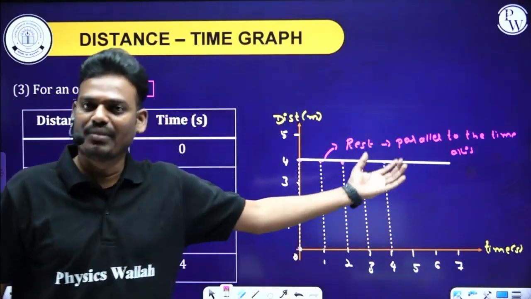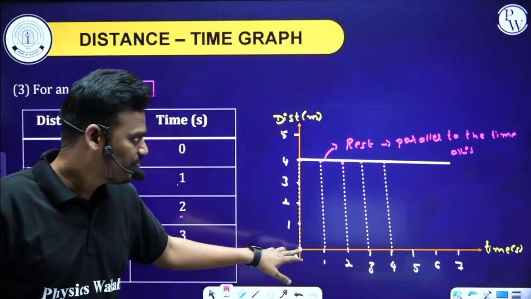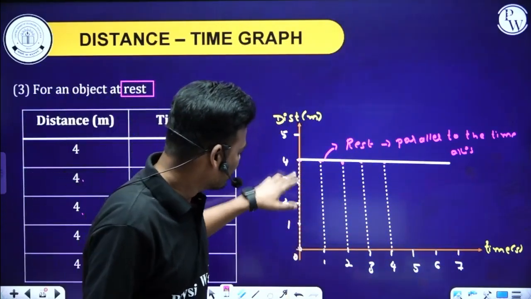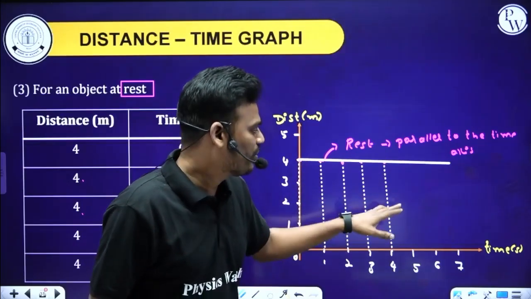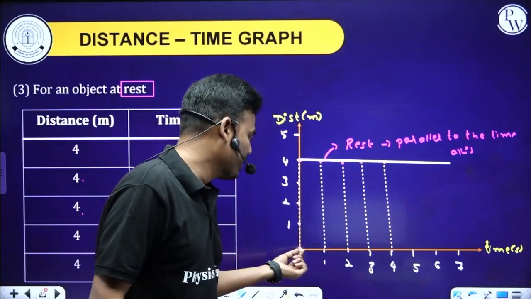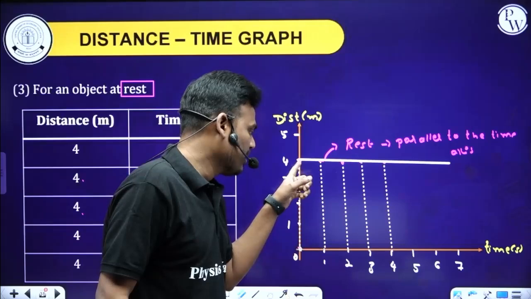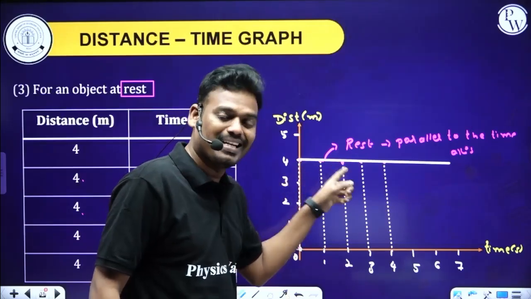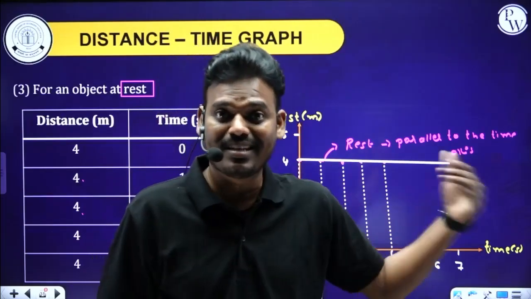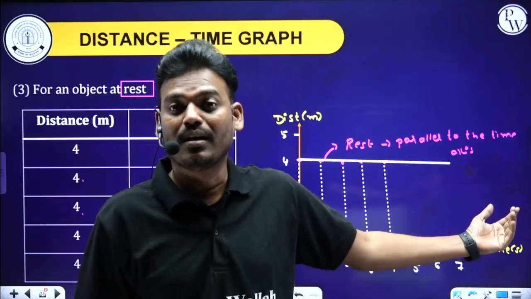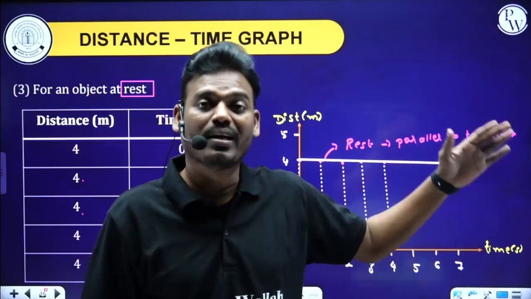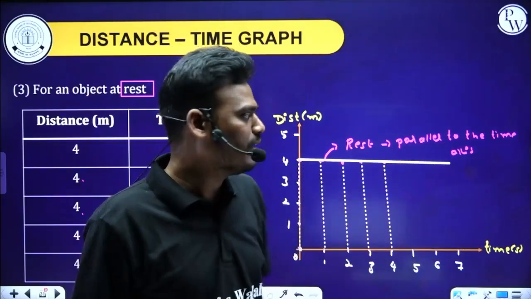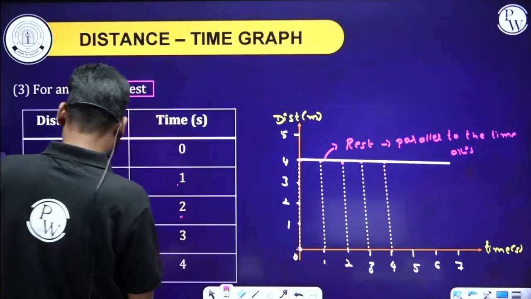Means the position of the body is not changing from the origin, right? From the origin, you can consider 4 meter, with respect to the reference point, that is the 0. The position of the body, that is at 4 meter, is not changing with respect to time. Time is changing, but the distance remains the same. So the body is at rest. Got it? Now, let's move on to the next topic.